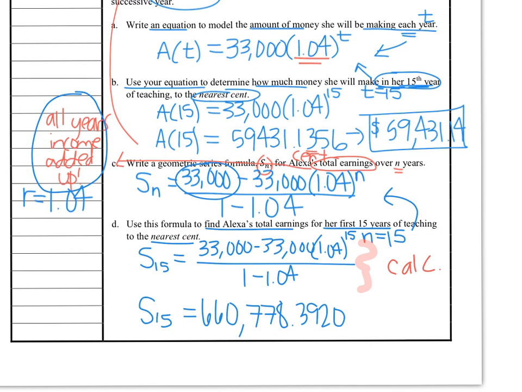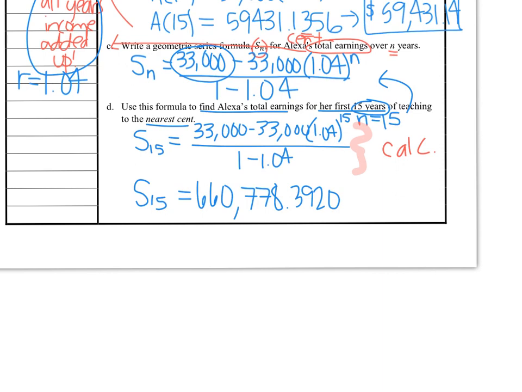Okay, so again, it should be a really large number because if we're taking her initial amount of money she made in year 1, which is that 33,000, and adding it up every year for 15 years, and it's growing each year too, because it's compounding, or it's growing at that 4% rate increase, then it should be a much larger number than what we started with, because it's 15 years worth of salary. Okay, so again, we need to round to the nearest cent, so we're going to round to the 9 here.